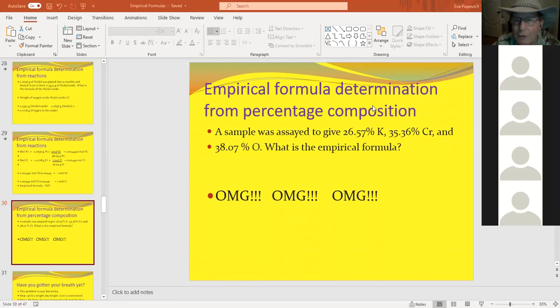Okay. So if I use 100, if my compound weighs 100 grams, then isn't 26.57 grams of that potassium? Yeah. And isn't 35.36 grams of that chromium and 38.07 grams of it oxygen? Yep. I've got my weights. I have my weights, guys.